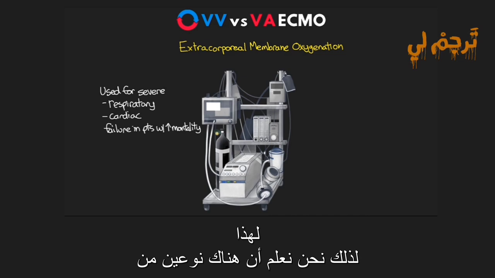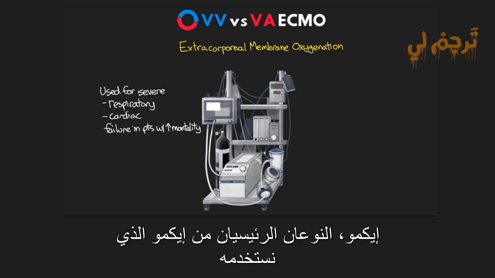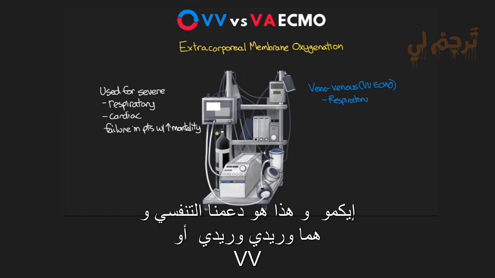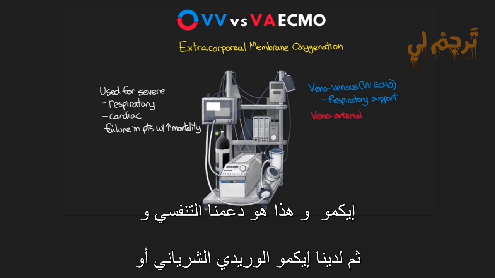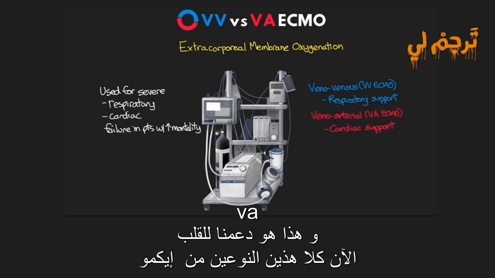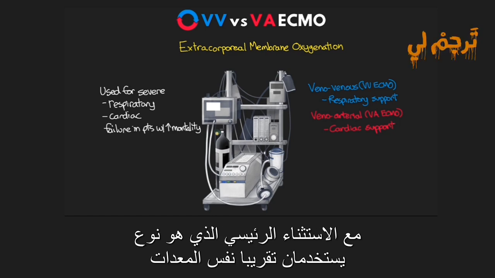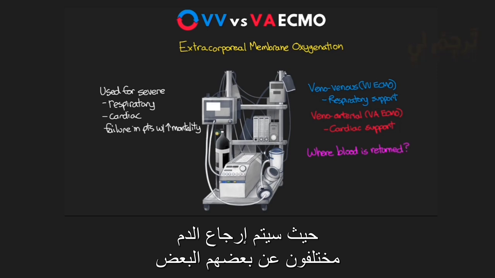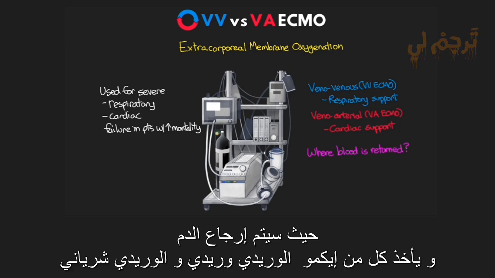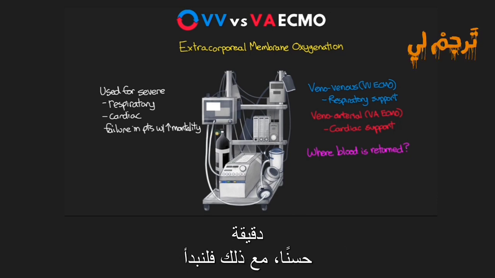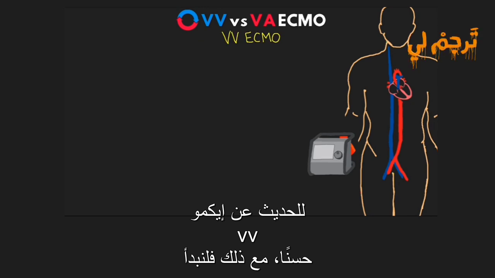So we know that there's two types of ECMO. The two main types of ECMO that we use are veno-venous or our VV ECMO, and this is our respiratory support. And then we have veno-arterial or VA ECMO, and this is our cardiac support. Now, both of these types of ECMO use almost all the same equipment, with the major exception being the type of cannula that we use. But the main thing that makes them so different from one another is where the blood is going to be returned. And both VV and VA ECMO are considered dual cannula configurations, which I'm going to explain more here in just a minute. Alright, so with that said, let's begin to talk about our VV ECMO.